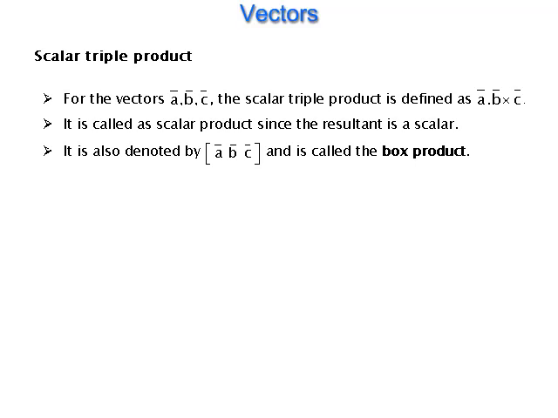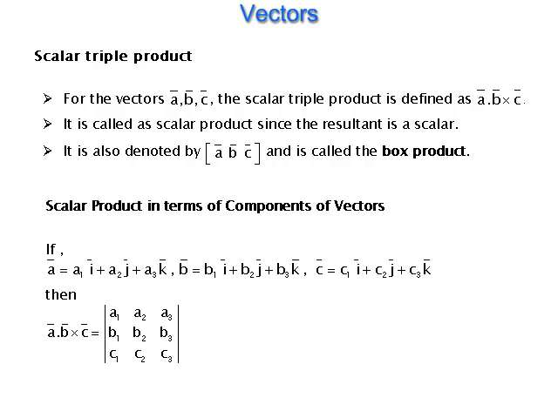Consider the vectors a bar, b bar, c bar. We know that b bar cross c bar is a vector, so we can form the product a bar dot b bar cross c bar. This product is a scalar and is called the scalar triple product of the vectors a bar, b bar, c bar. The scalar triple product a bar dot b bar cross c bar is also denoted by [a bar, b bar, c bar] and is called the box product.